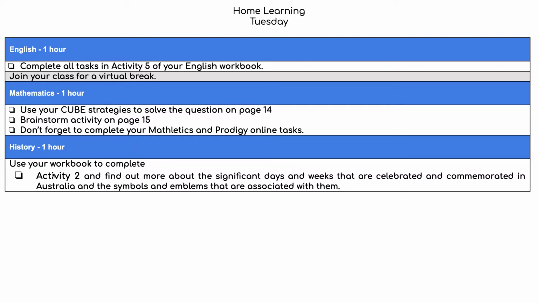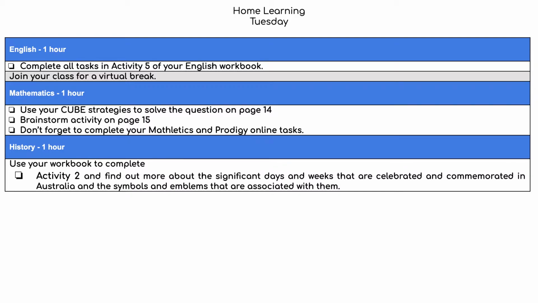And for history this afternoon, use your workbook to complete activity 2 and find out more about significant days and weeks that are celebrated and commemorated in Australia. So we're looking at Australian days that are important for Australia. So not your birthday, that's important for you, but we're looking at days that are important in Australia. Maybe you could look at January 26th and what happens on the 26th of January.